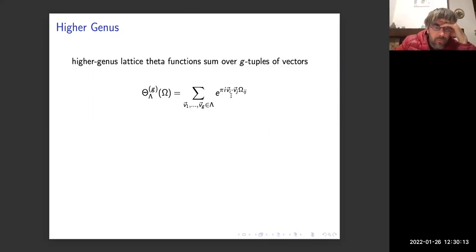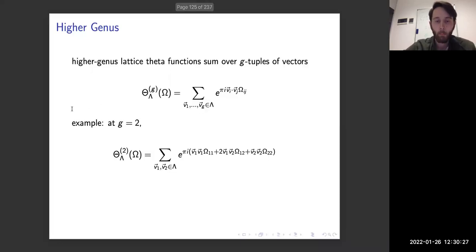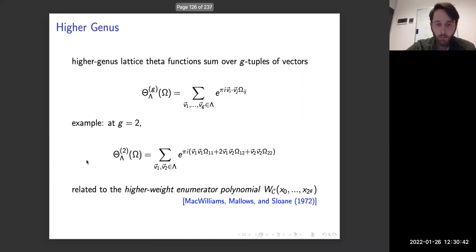So this is a sum over G tuples of vectors, and these vectors have indices that run from 1 to G, but they're also vectors of length n, where n is the length of the code. But it's simpler to see at genus 2 that you just sum terms with each of the entries of the period matrix, and you just sum over every possible pair of vectors in the lattice.